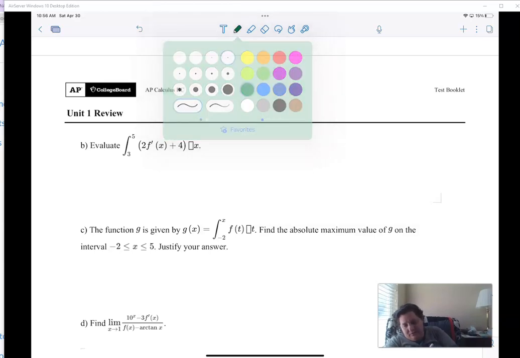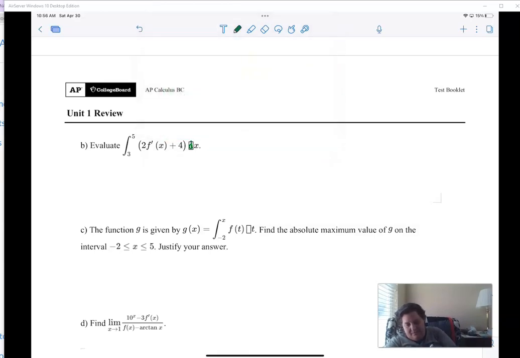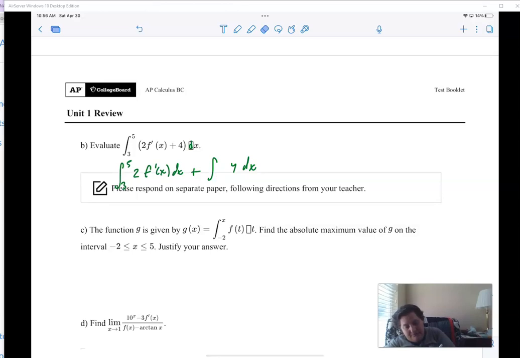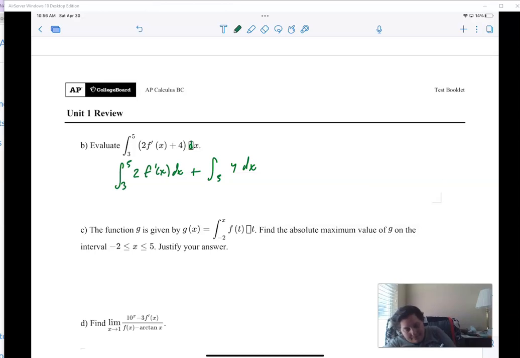Evaluate the integral of 2f prime of x plus 4 dx. Okay, you guys, integrals. First thing it says is I could split these up. 3 to 5, 2 of f prime of x. And the integral of 3 to 5 of 4. These should both have a dx on them. Okay? Why do my 3 and my 5 look the same? Oh, shoot. Come on now. 3 to 5. Okay? All right. Also, constants, I'm allowed to move out in front.